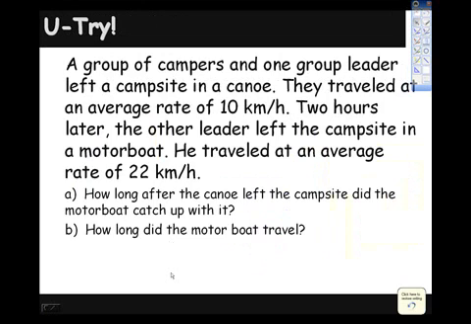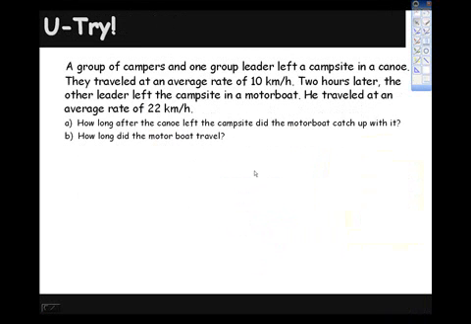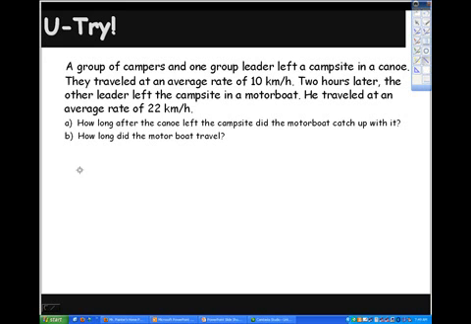Here's a you-try for you. Go ahead and pause your video, give this a try, and when you're ready to check your answer with mine, press play. All right, let's see how you did. Again, I like to start this with a table so I can keep track of my information here. I can just get it organized.